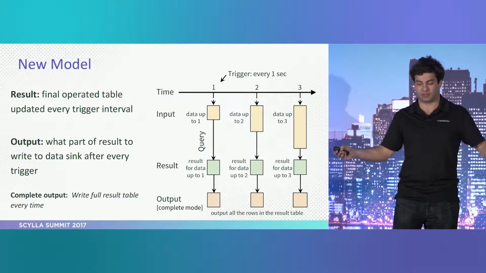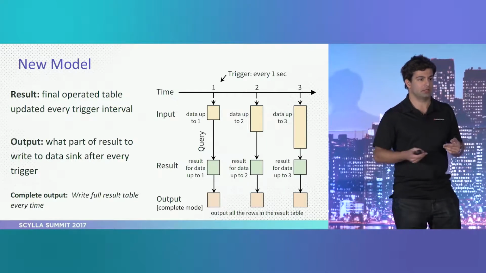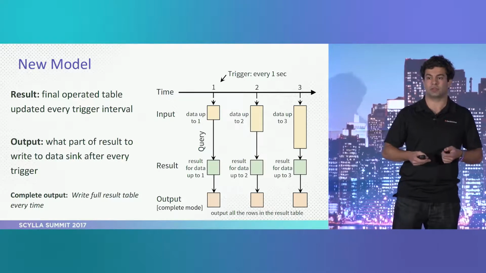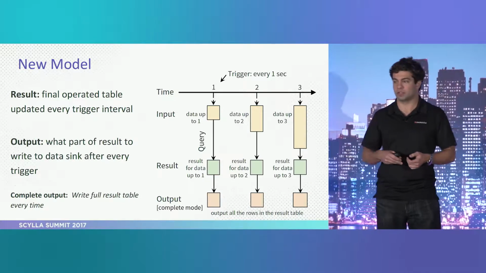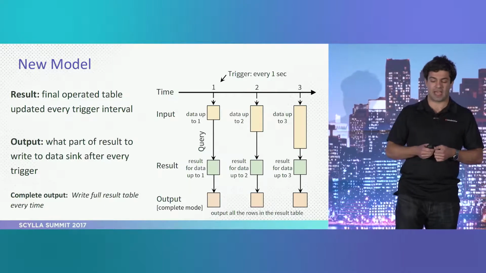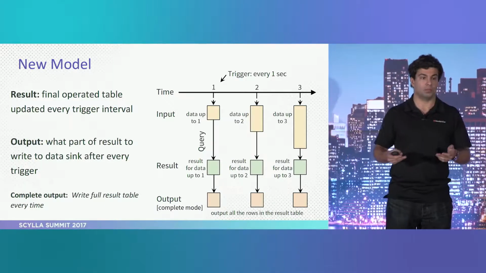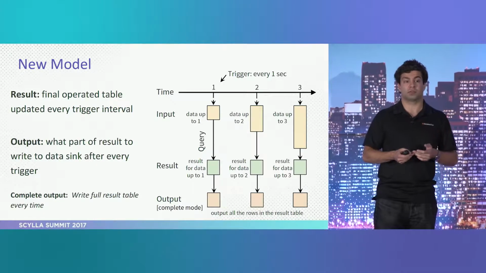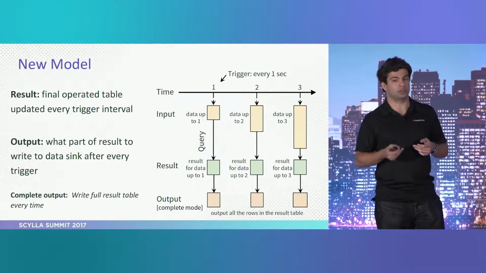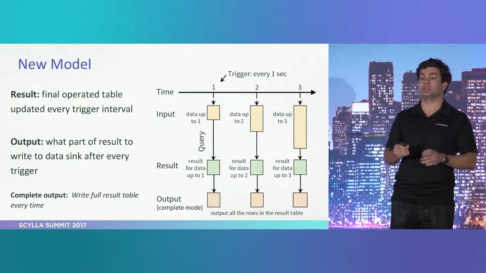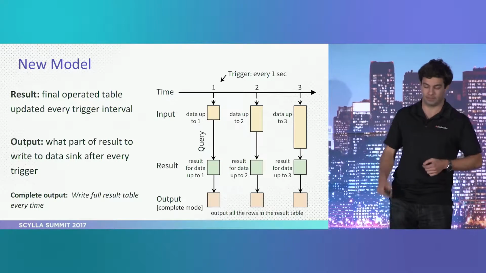You have the concept of a result. Basically, as you perform your transformations, you write it out to some result table. And this result table is updated every trigger interval. And then you have your output mode, basically, which says, what part of the result table do I want to output to a sink? So a streaming sink is where you eventually store your final data.